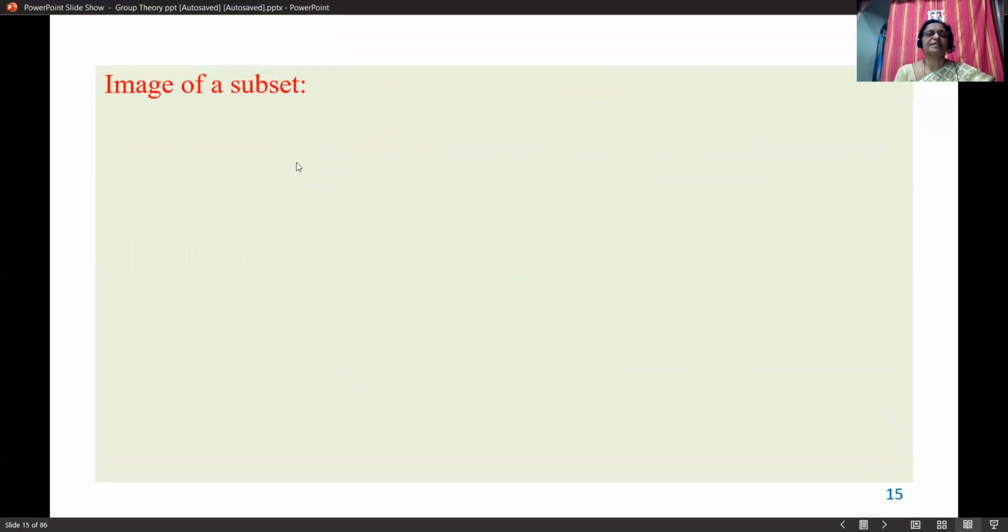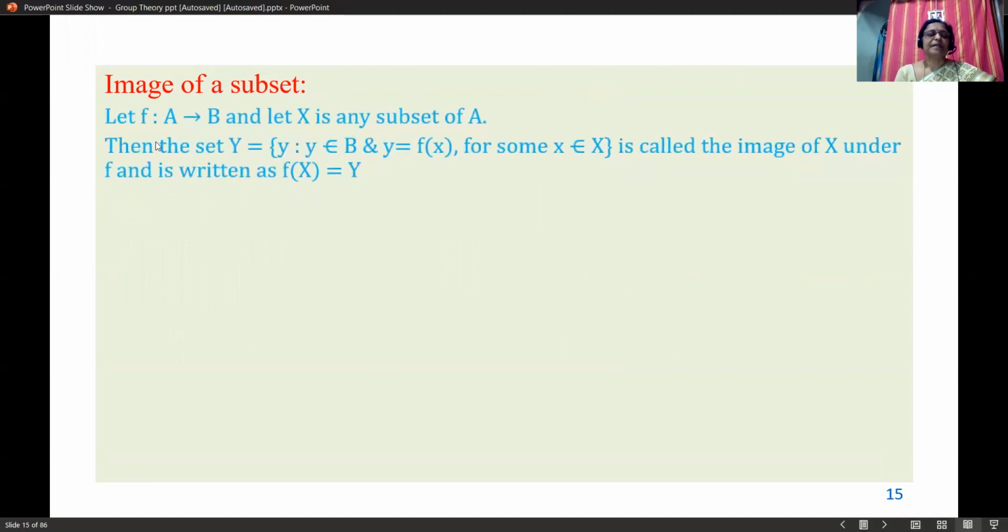So, image of a subset. Let A and B be any two sets, and f from A to B is a function. Let X be any subset of A. Then the set Y is equal to the set of all y such that y belongs to B and y is the image of x under f for some x belonging to X. Then this set Y is called the image of X, and it is written as f(X) is equal to Y. That is, this f(X) is nothing but the image set.